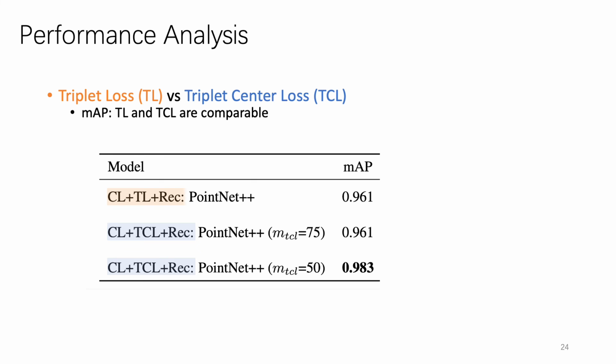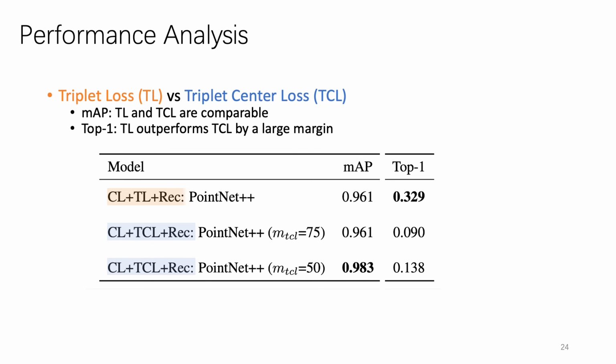We also compare triplet loss and triplet center loss for class-level and fine-grained retrieval performance. We observed that the MAP of triplet loss and triplet center loss on our problem are comparable, while the top-1 accuracy is much higher for the triplet loss, showing that triplet loss learns better inter-class variance and is more suitable for fine-grained retrieval.